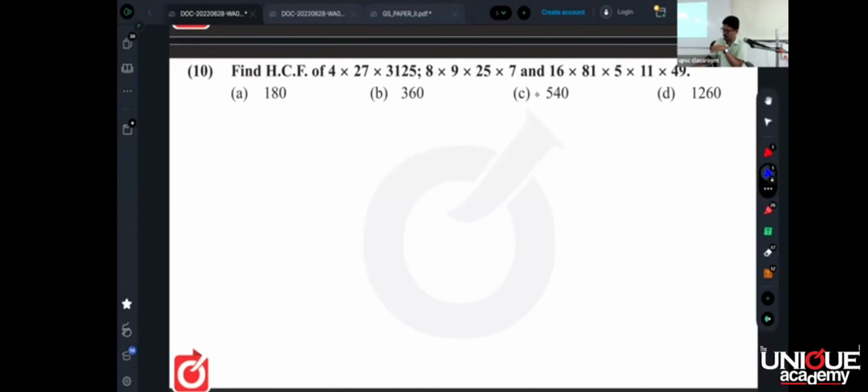A is the answer. Okay, we'll discuss. See, find the LCM of the given expressions. First one is 4 into 27 into 3125. So let me tell you.